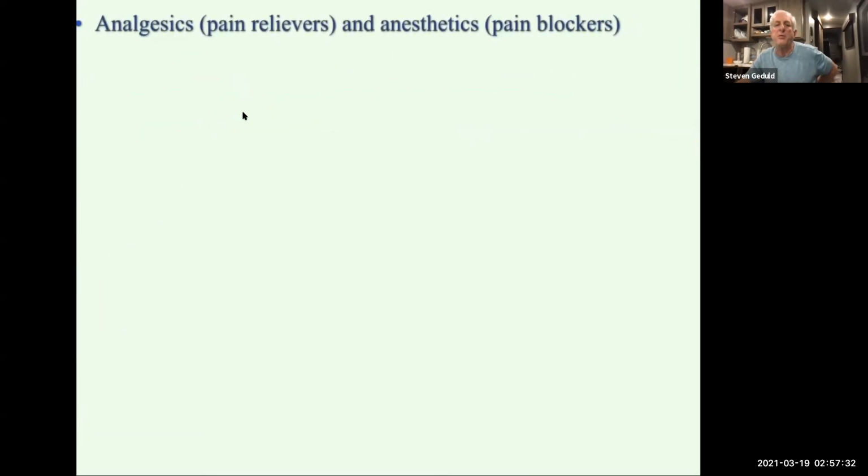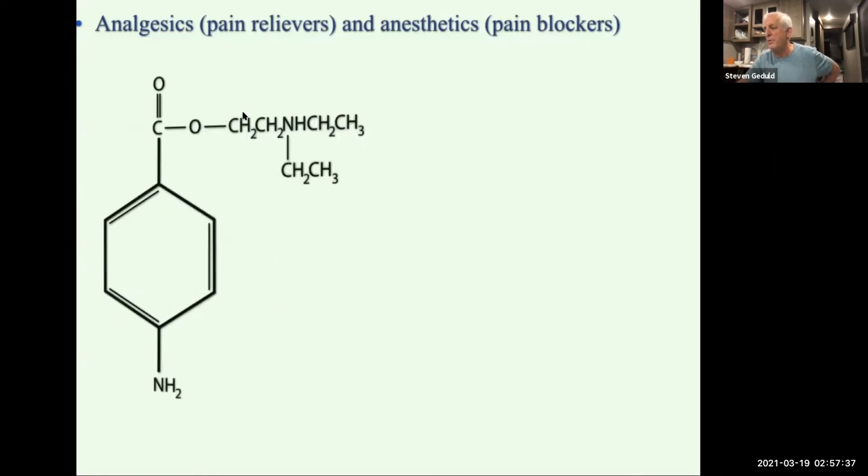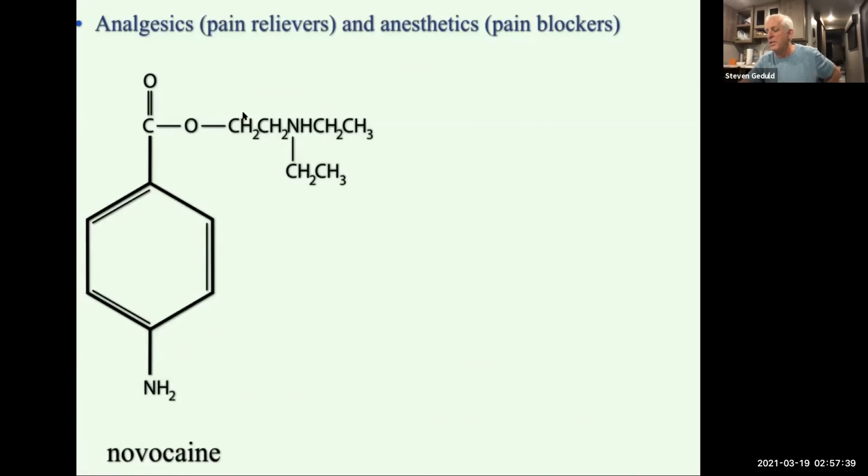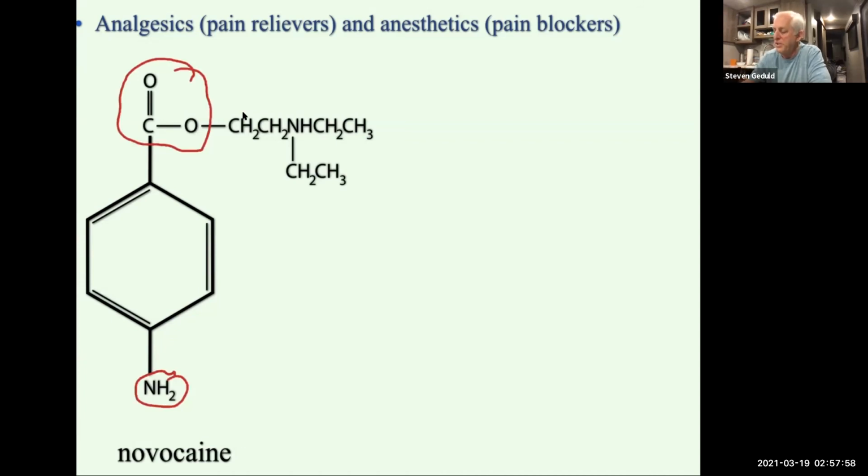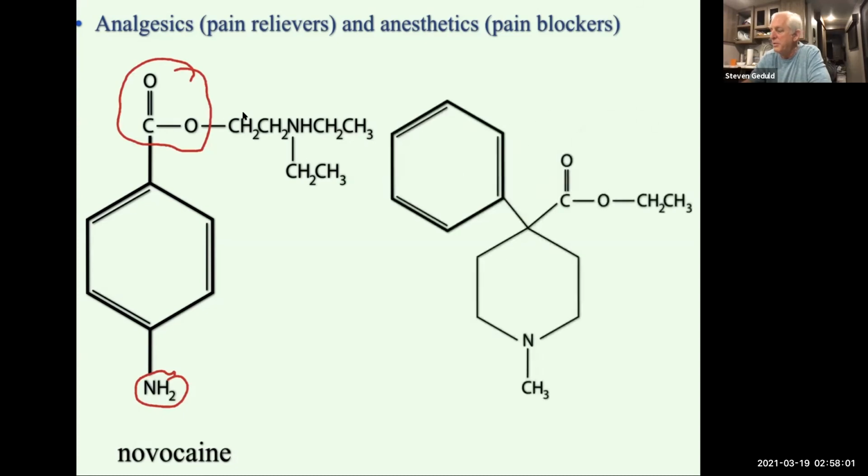Analgesics are pain relievers. Anesthetics are pain blockers, and they are nitrogen compounds. This is Novocaine. Anybody who's had dental work done knows what Novocaine is. This is an amine. There's your NH2 group. This is an ester, right? A compound there with the amine group on it. That's Novocaine.